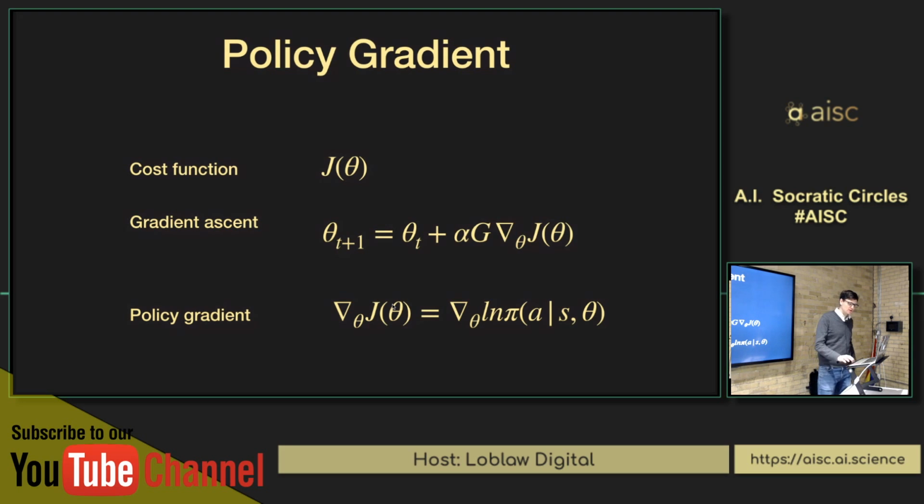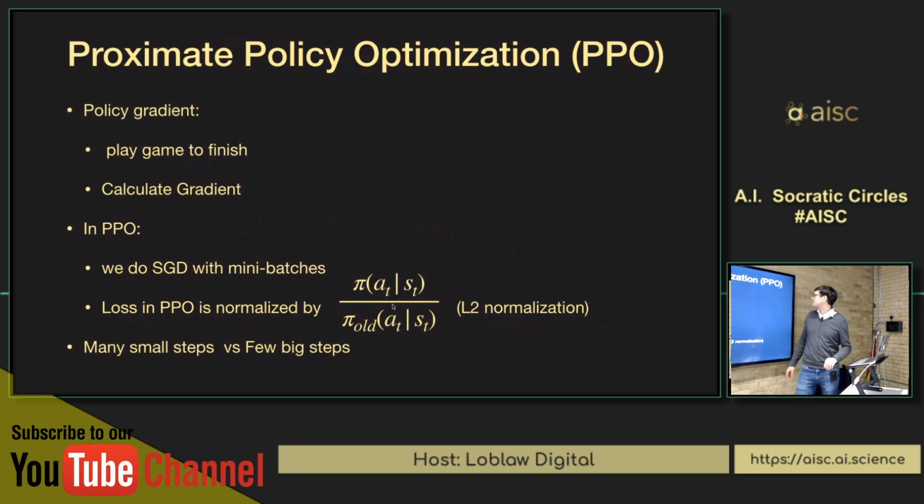So one of the cool methods they used is called proximal policy optimization. So you have some policy gradient, right? This is what we just calculated. You play a full game, and then you calculate your gradient from the whole game, and you backpropagate it. So what you get is one big move in your neural network, one big move in your gradient. Now in proximal policy optimization, they say we want to do many small movements. And what they do is they use mini batches.